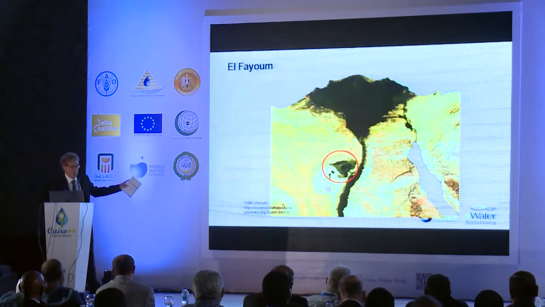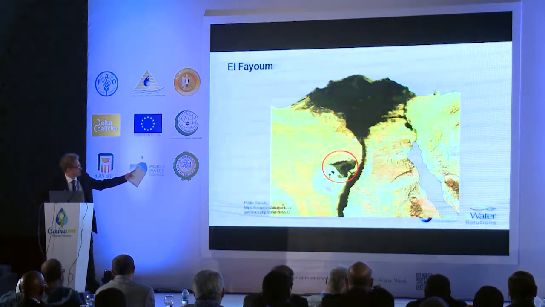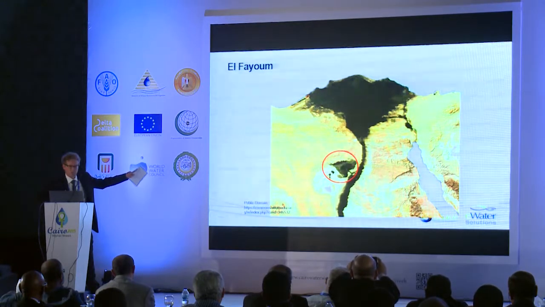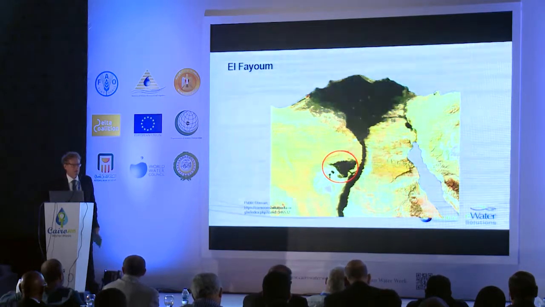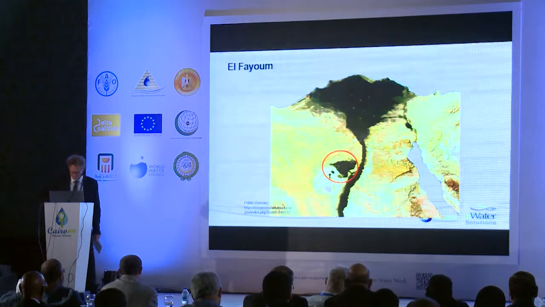And you can also see in the picture, or maybe not, it might be hard to see, but there are two lake systems. And both of those are terminal lakes. The water levels in those lakes are below sea level. So it's an internally draining basin, El Fayoum.